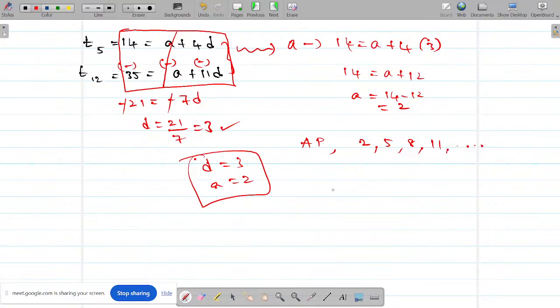Obviously, you're going to write an objective paper. So there will be options A, B, C, D. From the options, you can find the answer directly. You need not work out so much here.